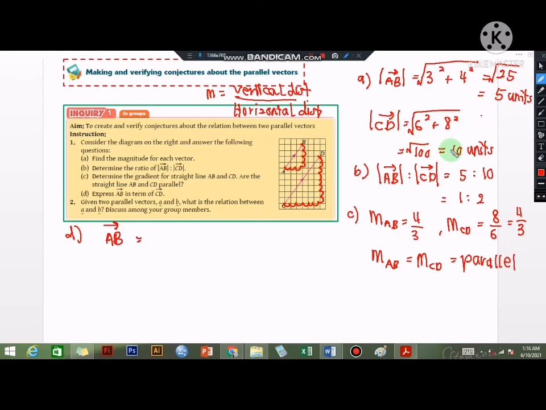So what does it mean? CD is half of the AB. CD is half of the AB. So 1 over 2 CD. So we can represent vector AB is equal to 1 over 2 vector CD. We can express it like this: express vector AB in terms of vector CD.